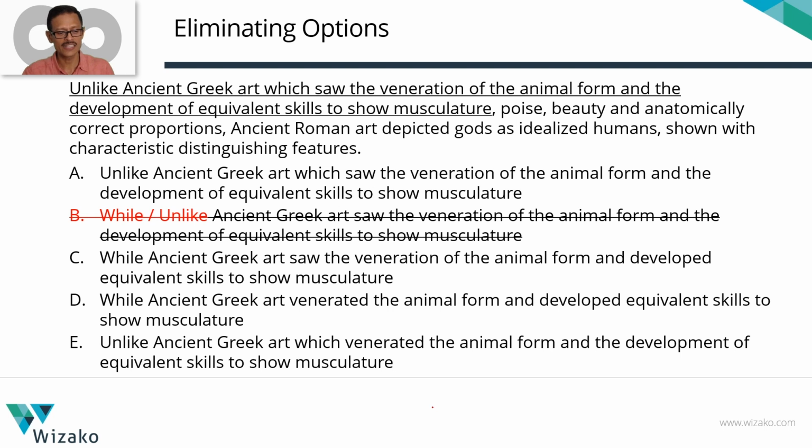Which answer options have unlike? A and E have unlike. So we're going to be eliminating both A and E. But before we do that, look at one more thing in A and E, which is quite interesting.